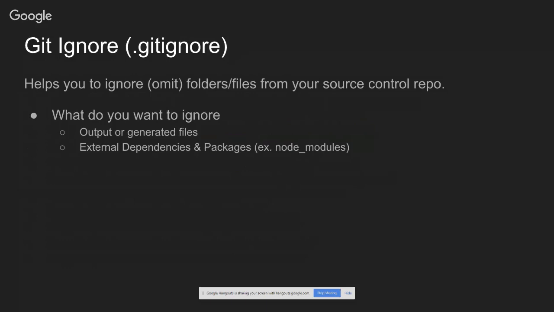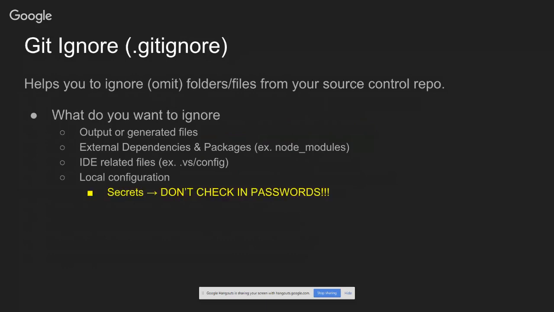So generated outputs, external dependencies, like your packages, so your node modules, that sort of thing. You don't want to check those in. Those are someone else's code. You want to check in how that gets integrated into your code, but not the actual sources themselves. IDE related files, so your local configuration for your IDE, that sort of thing. Don't check that in because that's just going to screw with someone else when they go to pull that code down. And they're like, well, why isn't it built? Because it has Andre Young path in it. That doesn't make sense, right? Your local configuration, you don't want to do that.